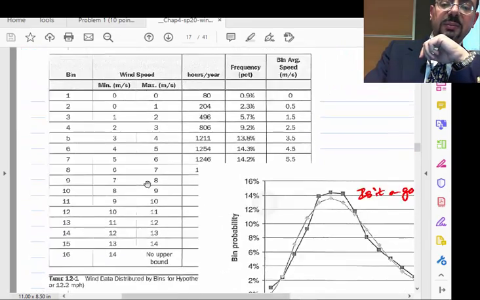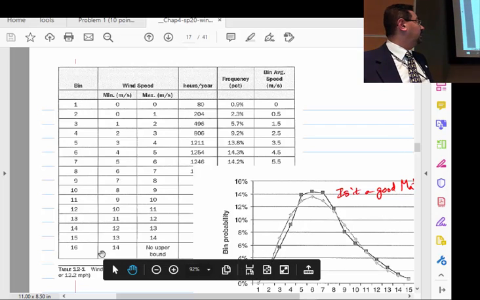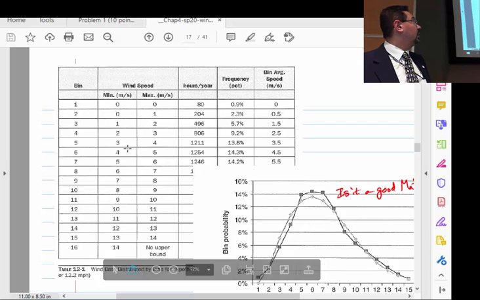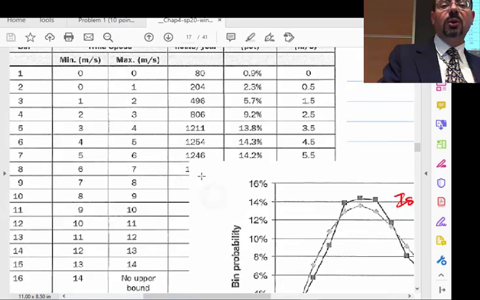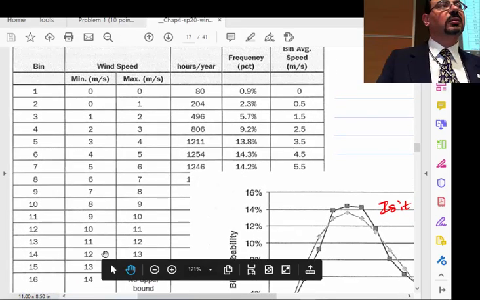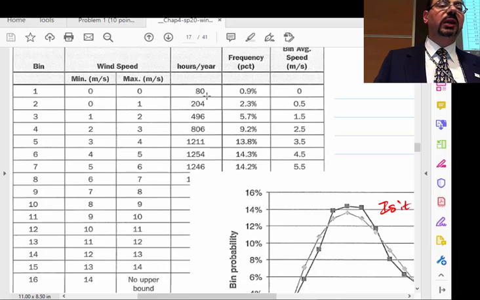So what is in that table? They divide the velocity into basically bins, from 0 to 1, from 1 to 2, from 2 to 3, and then in that wind category, how many hours per year did the wind blow in this place? Okay, so 80 hours per year, the velocity is 0. How much power will you get for those 80 hours? Nothing, 0.